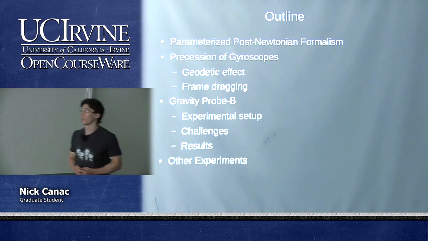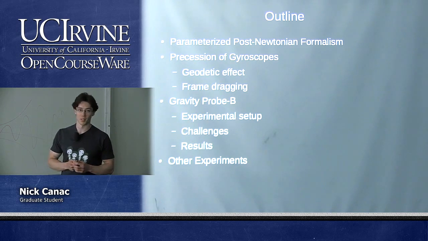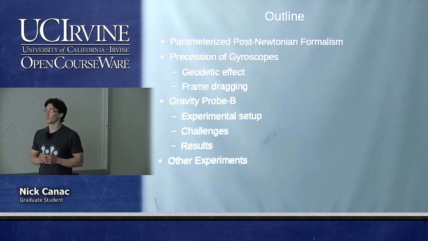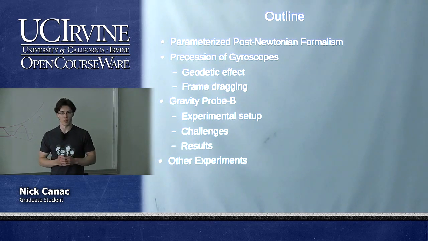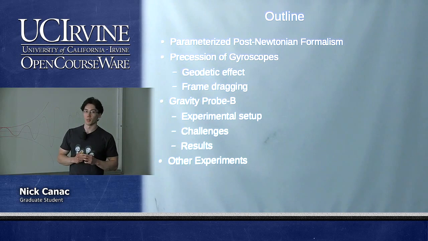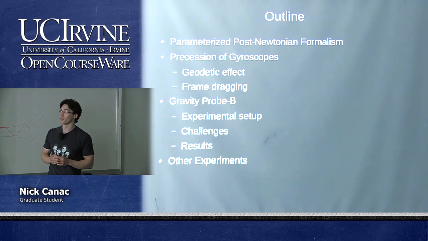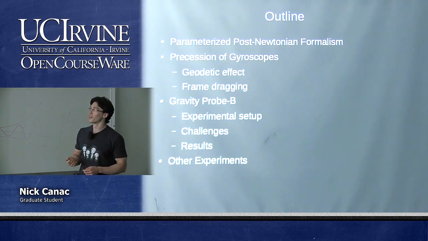So a quick outline of my talk. I'm going to start by talking about this parameterized post-Newtonian formalism. The reason for that is because in the solar system, generally, we're dealing with a low velocity, low mass limit. And so you don't need to deal with Einstein's equations in their exact form. You can use these expansions, and it works out pretty well.